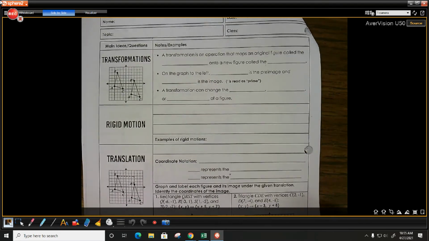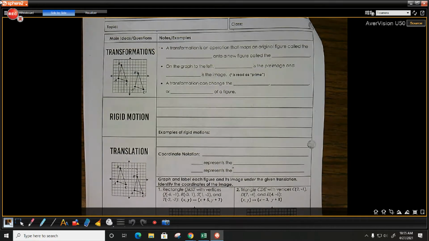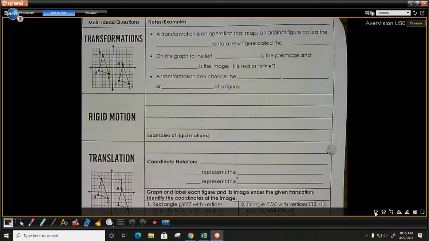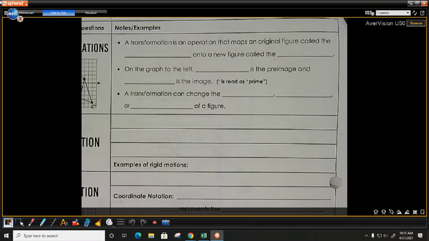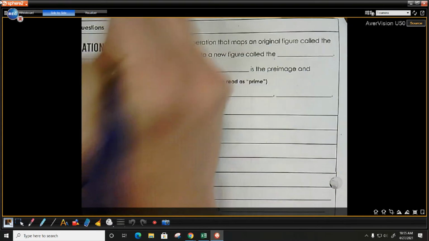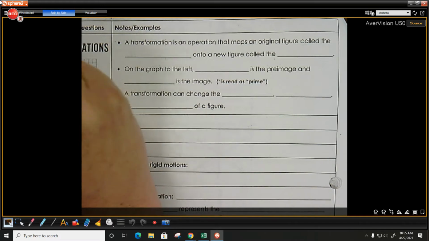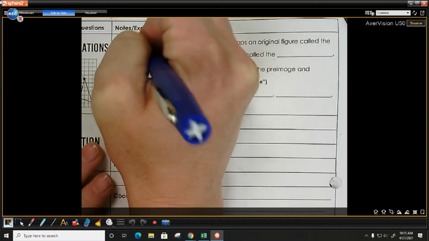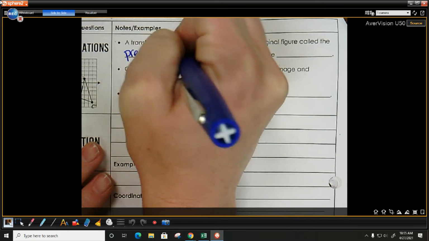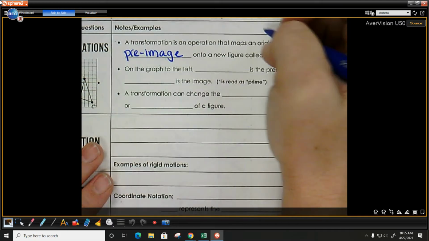There we go. Okay, so today we are doing our last lesson over transformation. A transformation is an operation that maps an original figure called the pre-image, which we talked about last class a little bit. The original's the pre-image onto the new figure called the image.